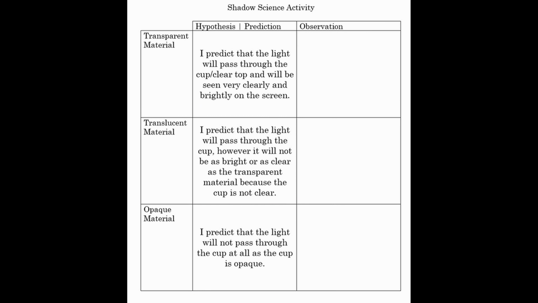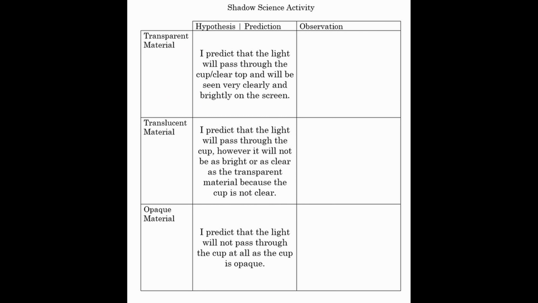My question was, what happens when light hits a particular material? The first one, in my recording sheet, which you can save and download from the description below, I recorded my predictions or my hypothesis. So I said I predict that the light will pass through the cup and will be seen clearly and brightly on the screen. So I'm going to use a cup, and I'm also going to use a plastic clear cover so you guys can see what happens to the light when you use a transparent material.